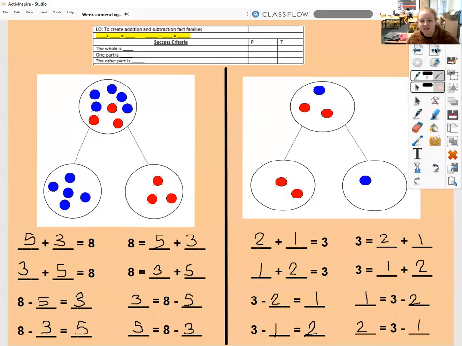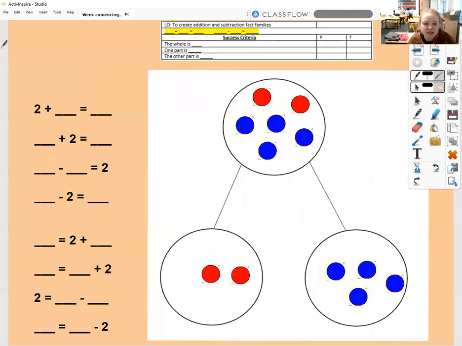Fantastic. Okay, so this time it's not giving us our whole in our number sentence, but it's giving us one of our parts. It's saying that one part is 2. Let's have a look. So I can say that this part is 2. So 2 plus something equals our whole. Well, 2 is our first part plus our other part, which is 1, 2, 3, 4. 2 plus 4 more equals our whole, which is 1, 2, 3, 4, 5, 6. Fantastic. 2 plus 4 equals 6.